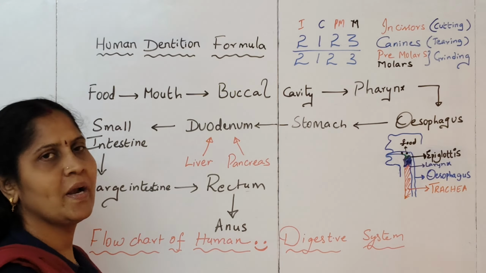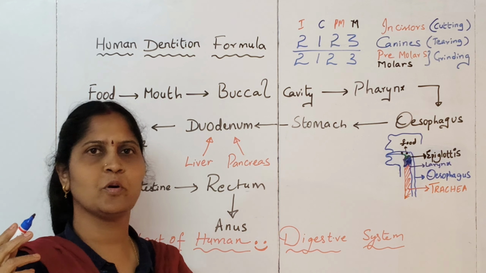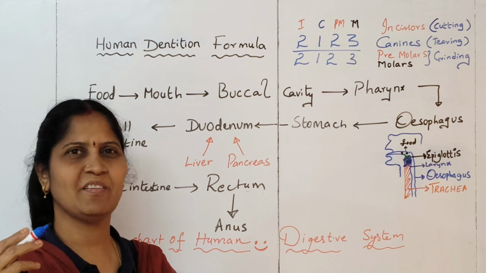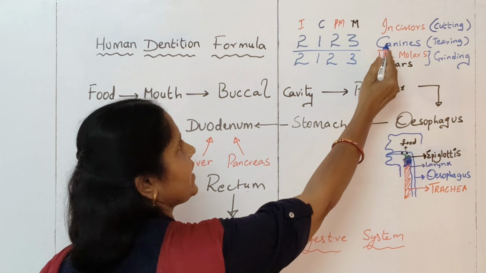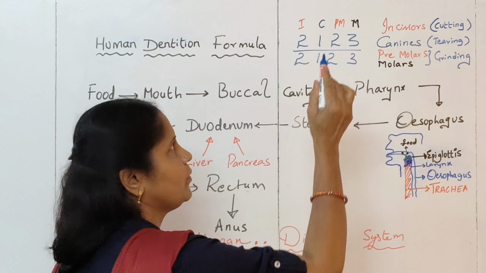So what is the human dentition formula? I told you about the different types of teeth present in the mouth of a human being. What are those? Those are incisors, canines, premolars and molars.